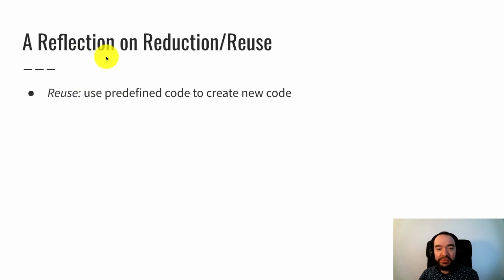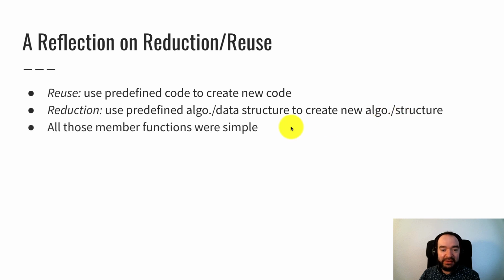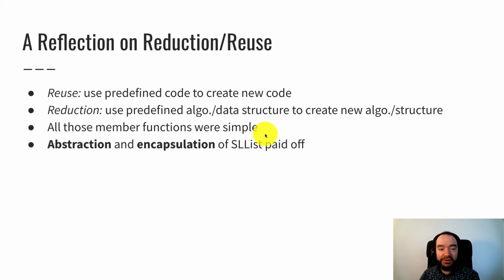Before we move on, let's just reflect a moment on the reduction or reuse that's going on here. Reuse is the technical term for using predefined code to create new code. It's a good thing. And reduction is a more theoretical computer science term for using a predefined algorithm or data structure to create a new algorithm or data structure. They're very similar ideas. All of those member functions we just looked at were very simple. They were basically like one line or maybe 2 lines, very straightforward, no big ideas. This is a lot easier than some of the other data structures we've looked at.